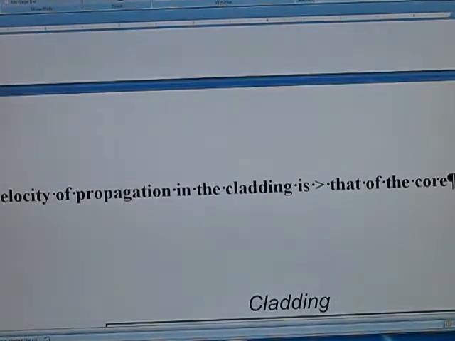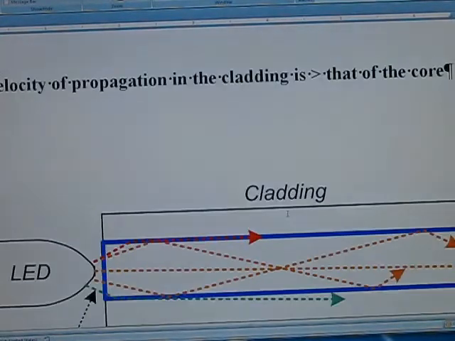Next, what's very important is you know that the velocity of propagation in the cladding is greater than that of the core. And that may seem counterintuitive, but it's very important that you keep that in mind.